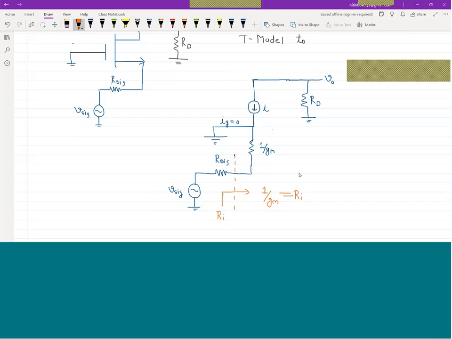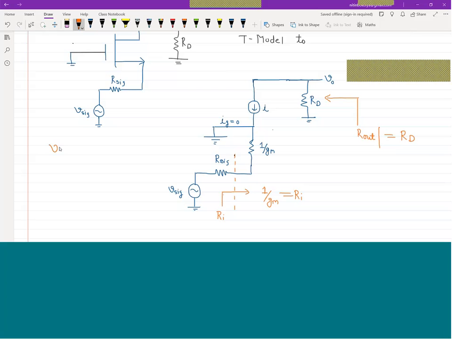Now we are interested in the output resistance of this circuit. You can say the output resistance of this circuit is equivalent to Rout by making input equivalent to 0. So okay, this resistance is equivalent to RD. This is the output resistance. Now I am interested in the voltage gain of this amplifier.